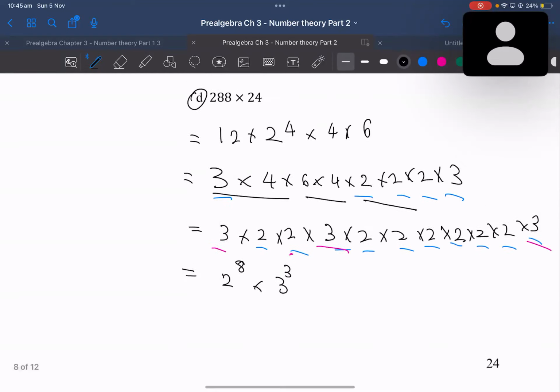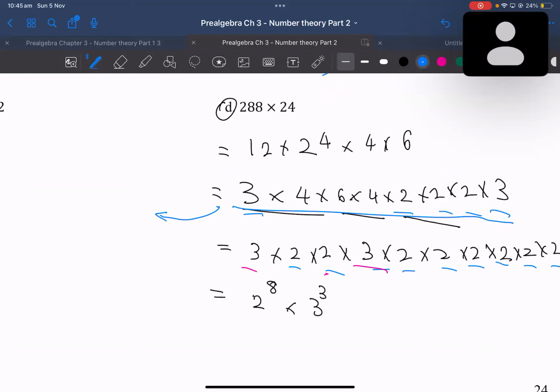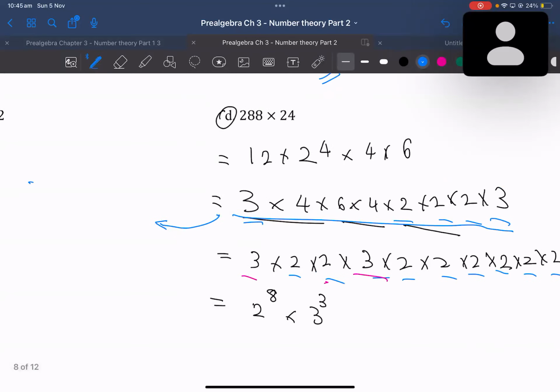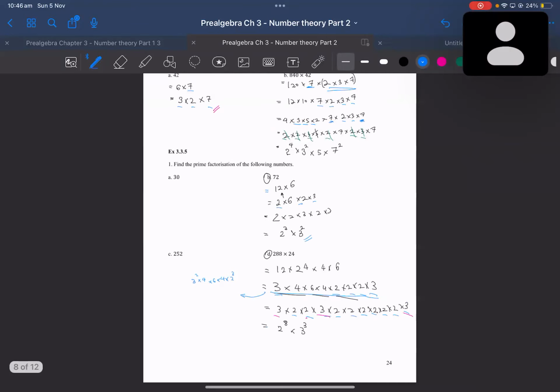And actually, if it gets ugly like here, what I would do is combine all the 2s together first, before I split it up any more. I might go like it's 3 times 4. Actually, it's 3 squared times 4 times 6 times 4 times 2 cubed. So that it's a bit easier to work with early on, and then I continue splitting further here. Right, and then you should get 2 to the 8 times 3 to the 3.